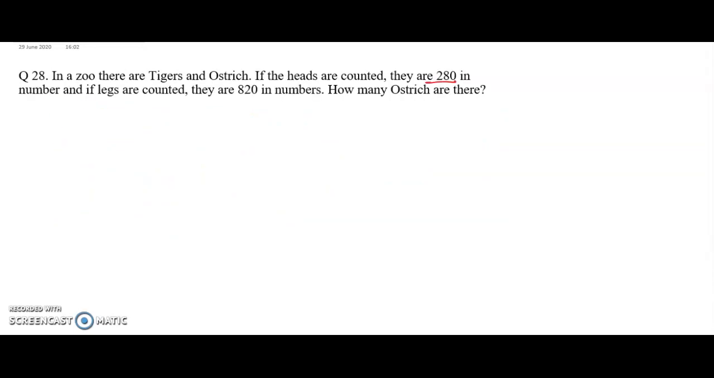Question number 28. In a zoo, there are tigers and ostrich. If the heads are counted, they are 280 in number, and if legs are counted, they are 820 in number. How many ostrich are there? So in this question, it says the total number of heads is 280. So 280 heads means the total number of tigers and ostrich will be 280. Each tiger and each ostrich has only one head. Now we know that ostrich have 2 legs, and tigers have 4 legs. 4 legs can be written as 2 plus 2.